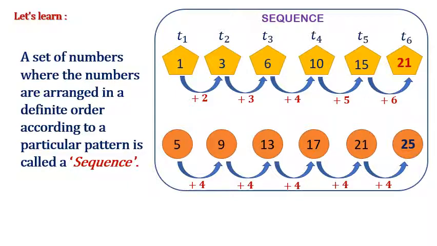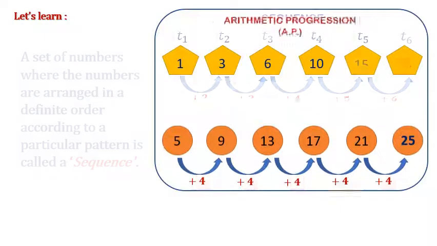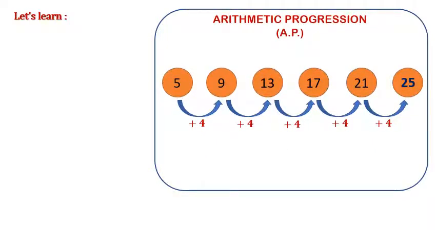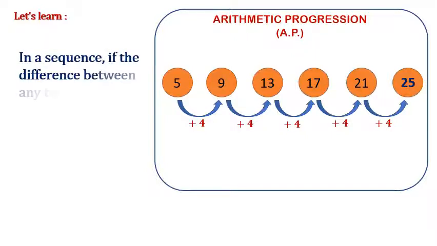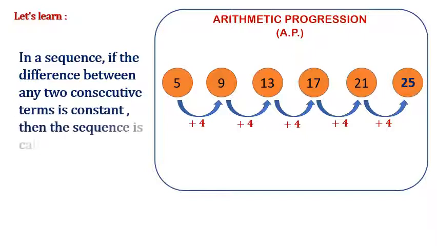Observe the second sequence. We observe that every number is obtained by adding the same number, that is 4, to the previous number. Such a sequence is called an arithmetic progression or AP. Here, since every number is obtained by adding the same number to the previous, the difference between any two consecutive numbers remains constant. So we can define an AP as a sequence wherein the difference between any two consecutive terms is constant.